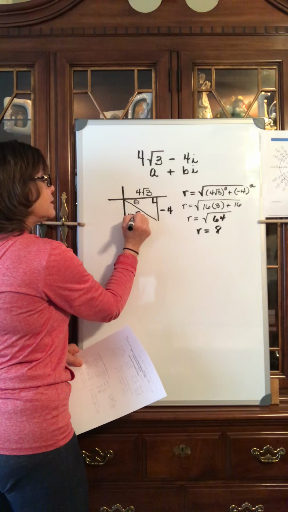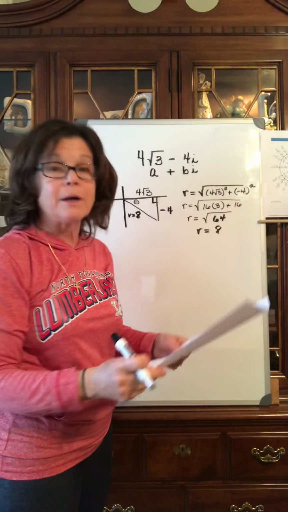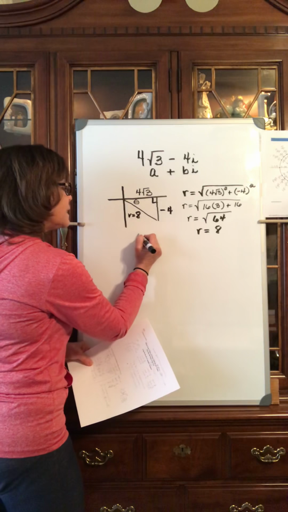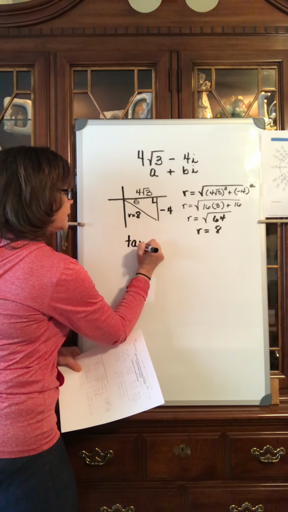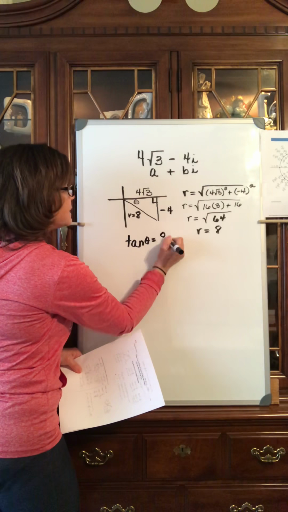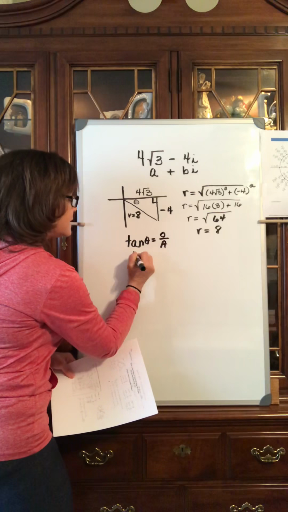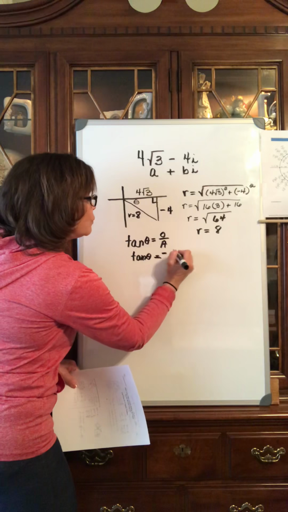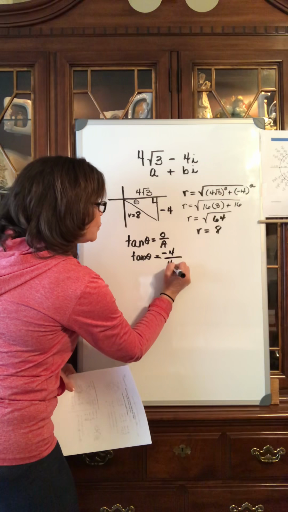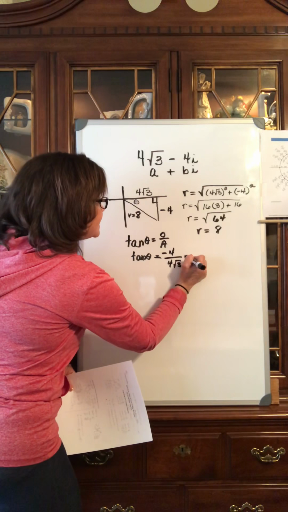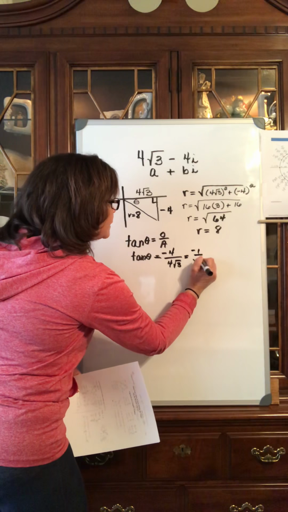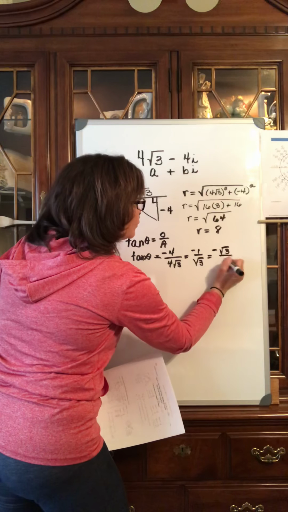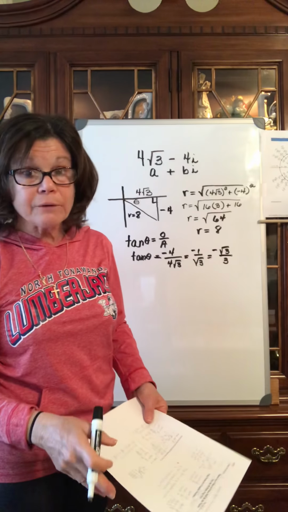That's our r. Okay, now for the trig form we have to find our angle theta. We need to use the tangent function to do that. Tangent of theta is equal to opposite over adjacent. Tangent of theta, our opposite side is a negative 4. Our adjacent side is 4 radical 3. So this is negative 1 over radical 3, or negative radical 3 over 3. We have to get our reference angle in quadrant 1.